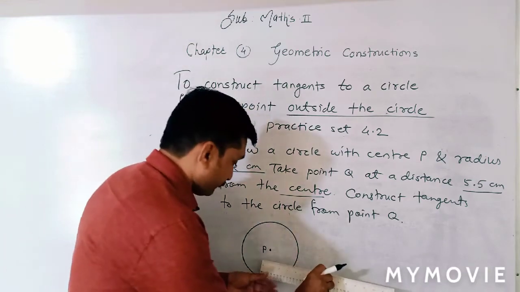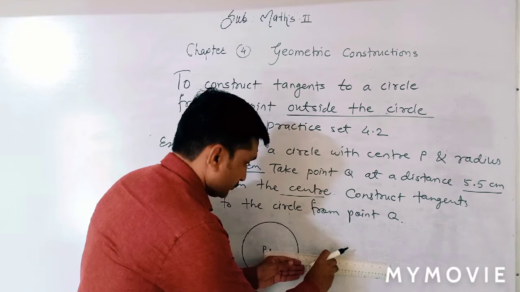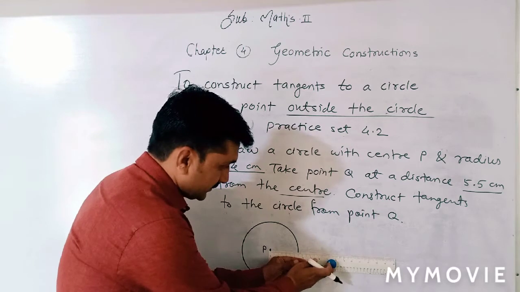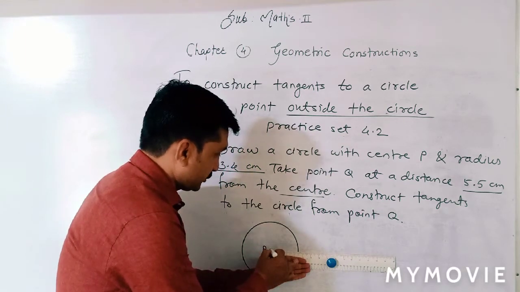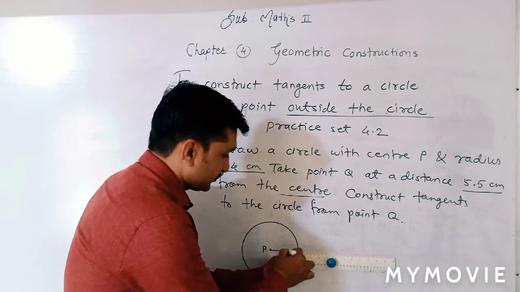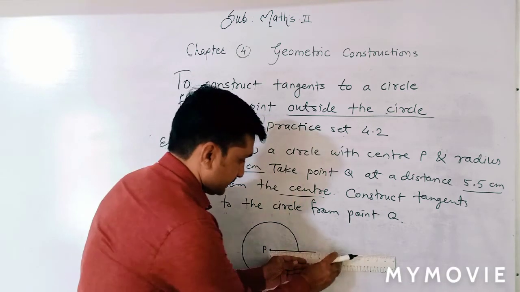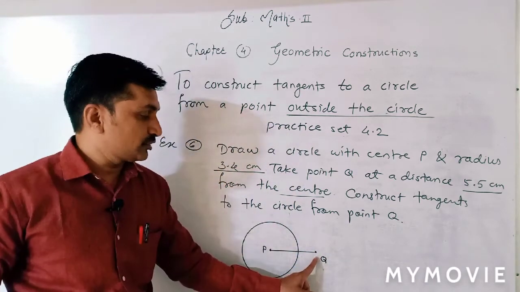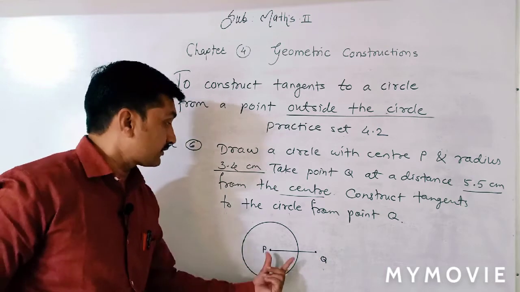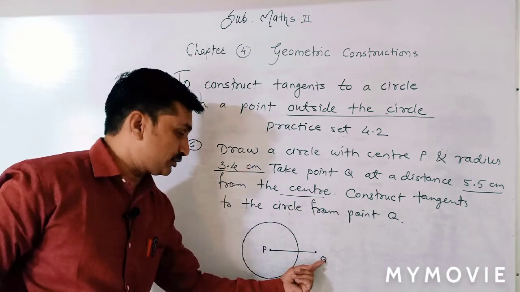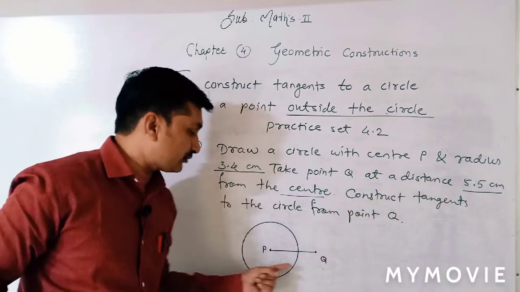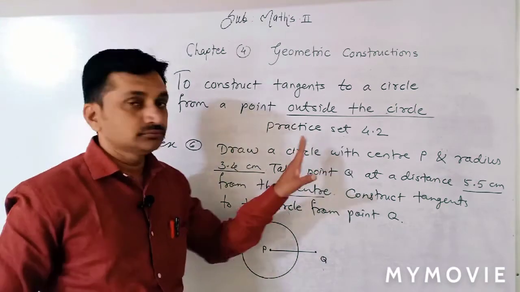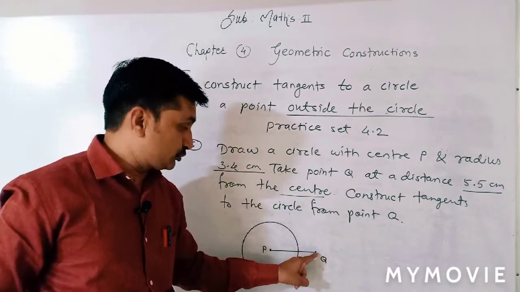Now from the center, using a scale, draw a segment of 5.5 centimeter, 5.5 here, and point Q is here. Now point Q is here. This distance, the radius, is 3.4, but point Q is at a distance 5.5 from the center. This PQ is 5.5, and now we have to draw a tangent from Q.